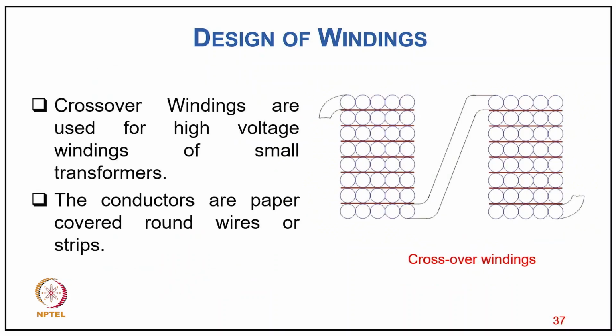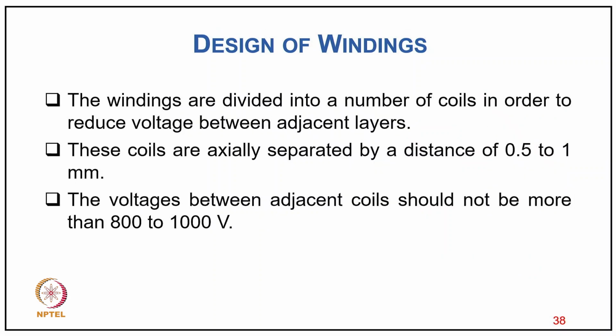Now coming to crossover windings, which are used for high voltage windings of small transformers, and the conductors are paper covered round wires or strips, as you can see in the diagram.